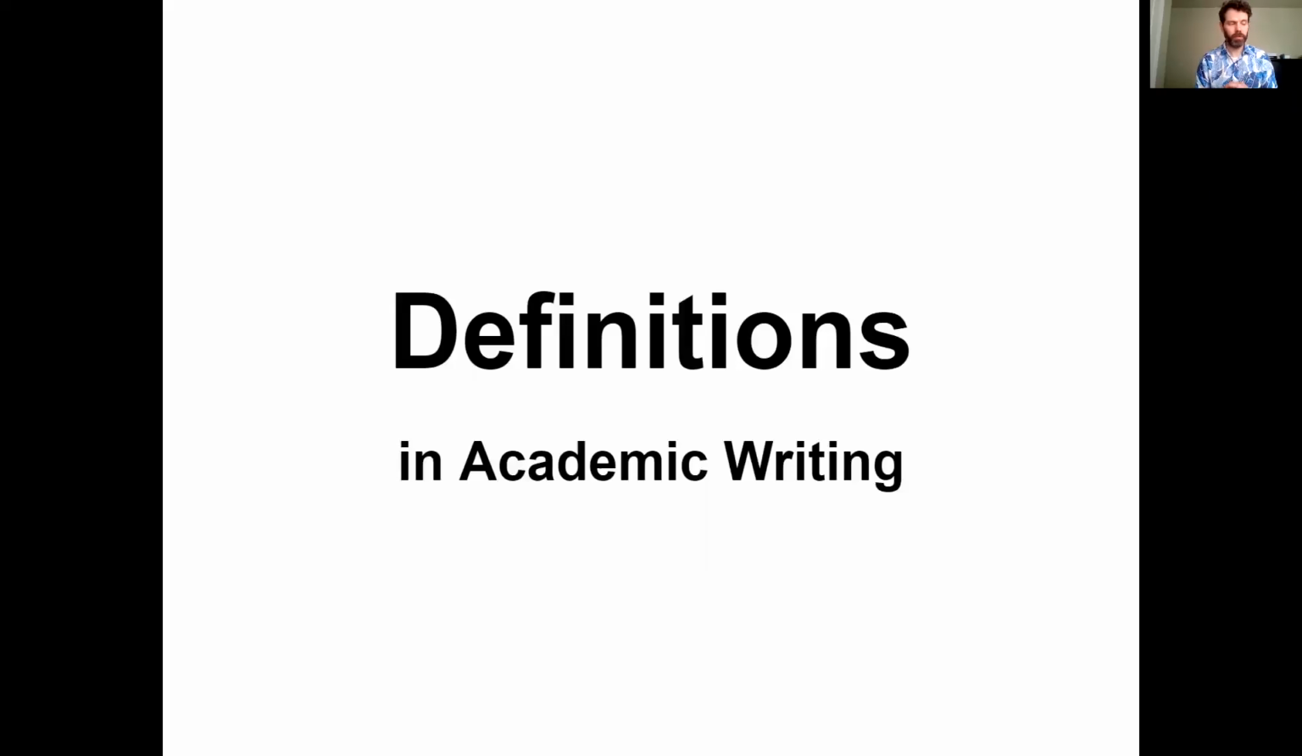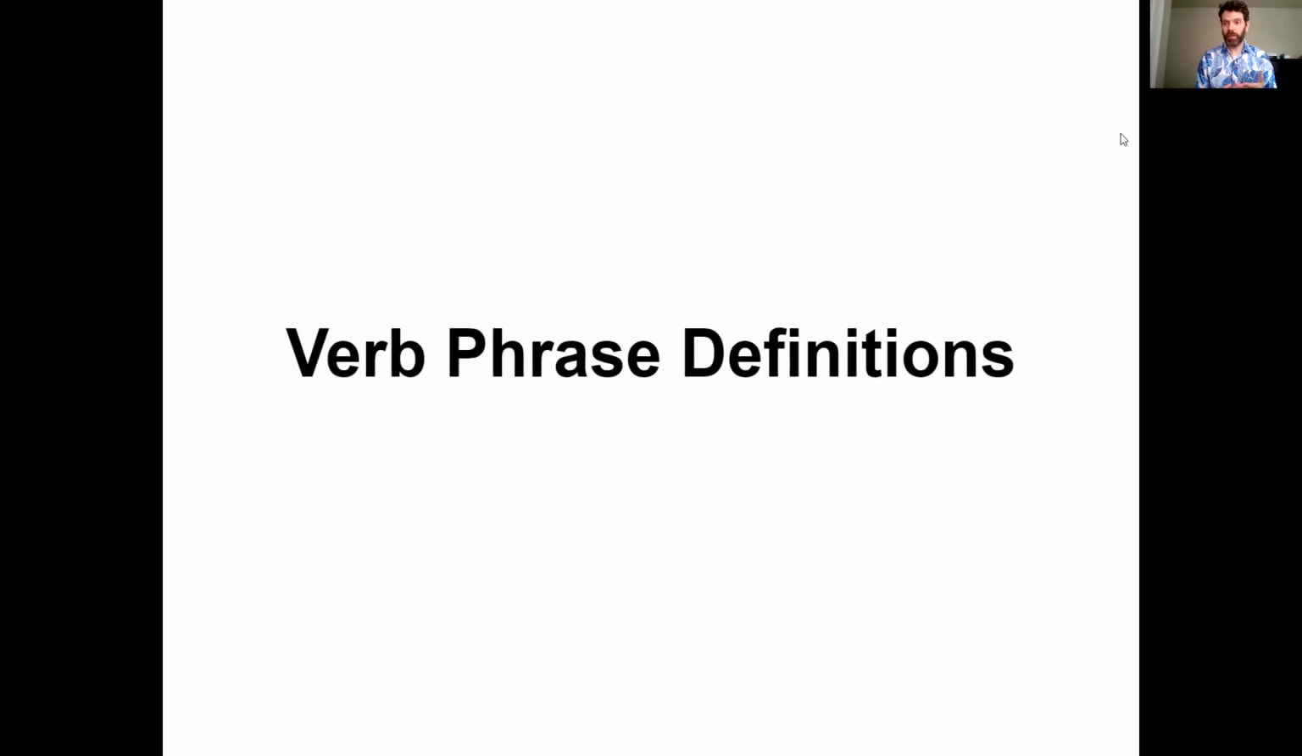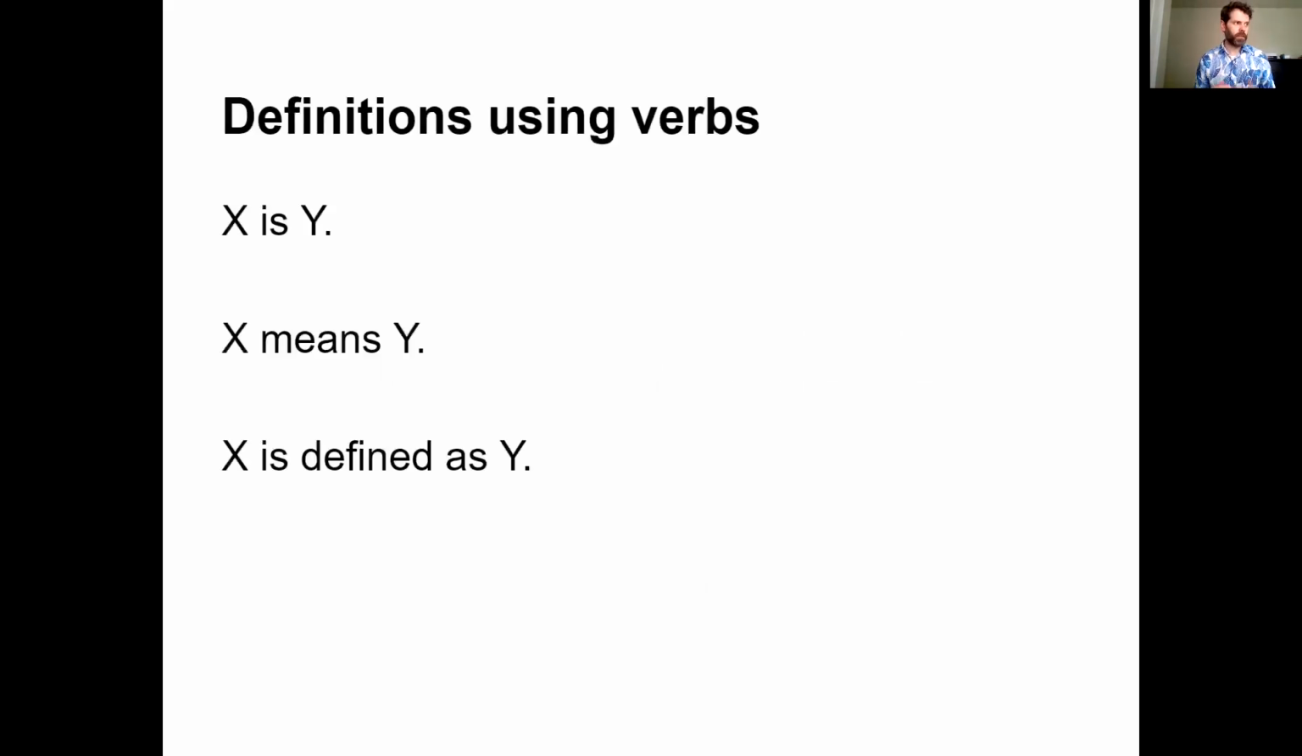Welcome to this video where we will discuss different types of definitions in academic writing. First, we want to start with some really basic definitions that use verb phrases. So let's look at some examples. Generally, we're going to see the new term, some kind of basic verb phrase, and then an explanation of that term. So X is Y, or X means Y, or X is defined as Y.